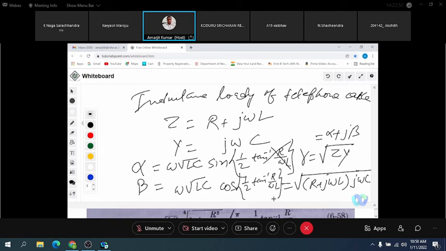So now the question is, what is R by omega L after the inductance loading of the telephone cable? It should be tending to zero, because L is very large. What we have told is correct, I think. Omega root LC we can check here. This is correct.